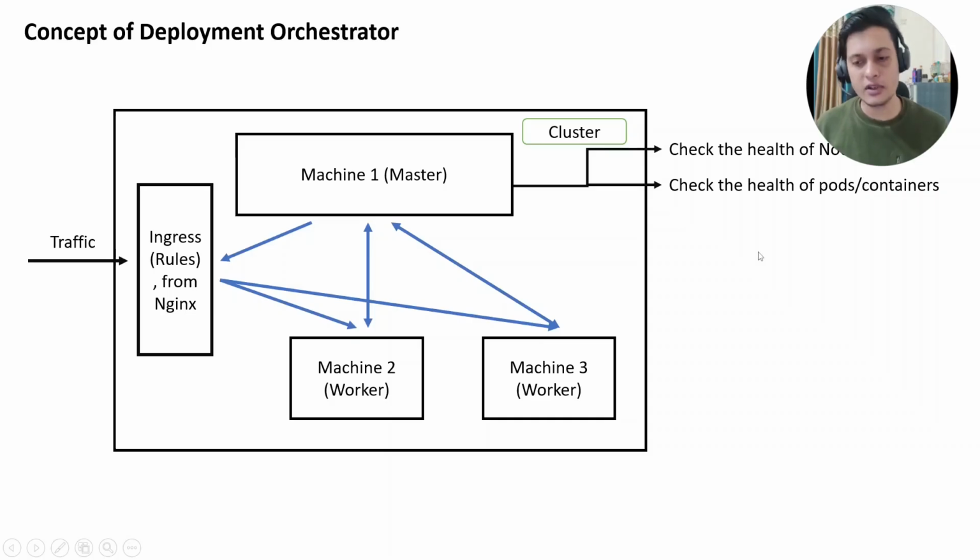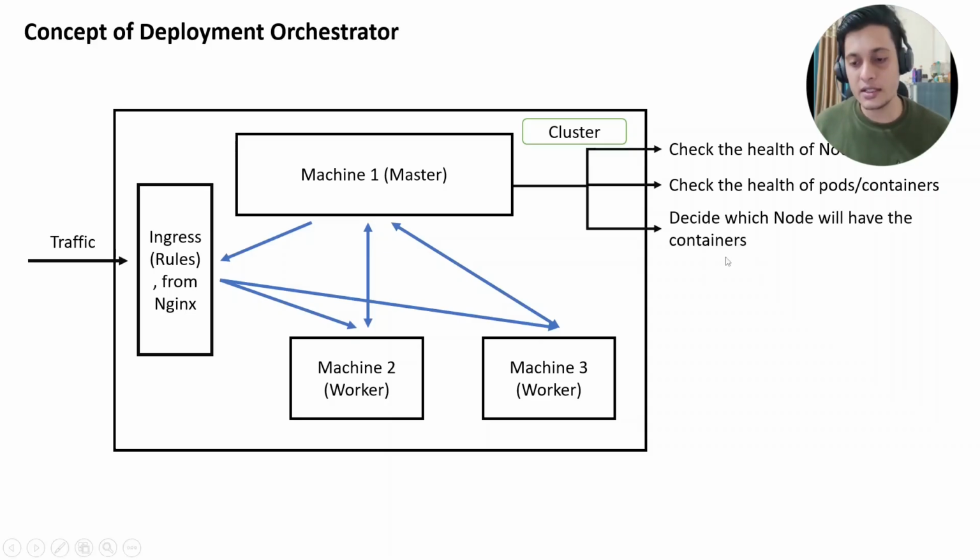Okay, so first of all, it is checking the health of nodes, then it is checking the health of containers. If any container goes down, then it's the duty of this master node to create another replica. Let's suppose your container goes down because of some XYZ issue, then it's the duty of machine one, the master node, to create another replica of that container so that the traffic can go and use that container to process the request and response.